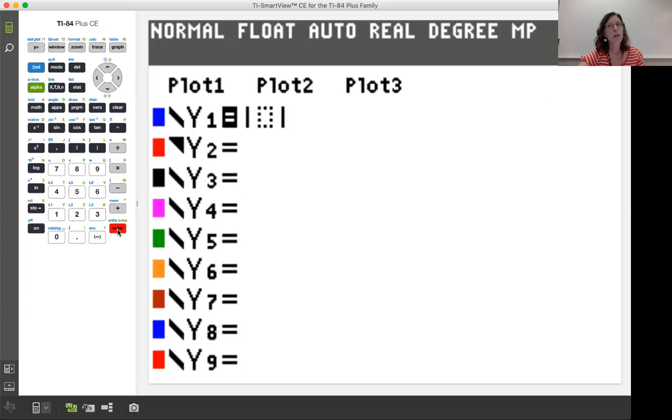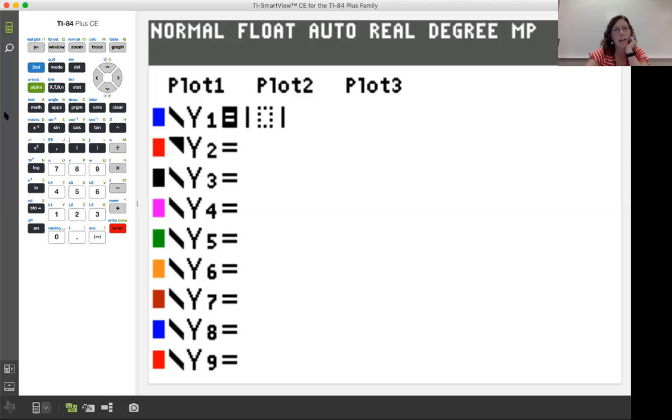Your calculator, depending on the age of it, might not have the absolute value bars, and instead it might say ABS and then parentheses. That's okay. The parentheses represent the absolute value bar. Just depends on the calculator that you have.